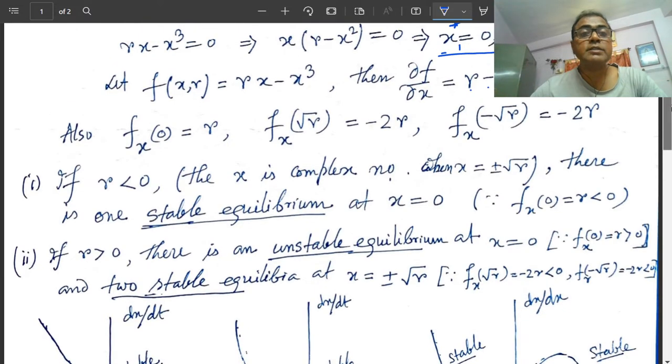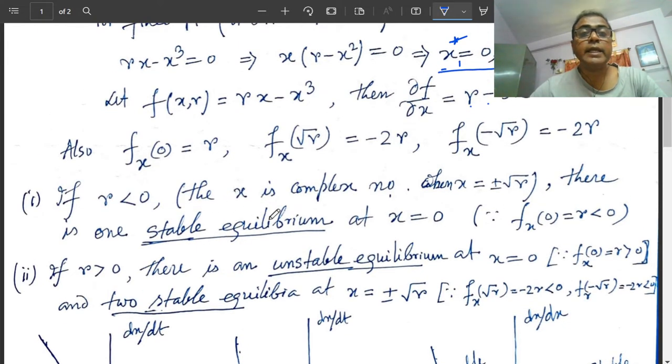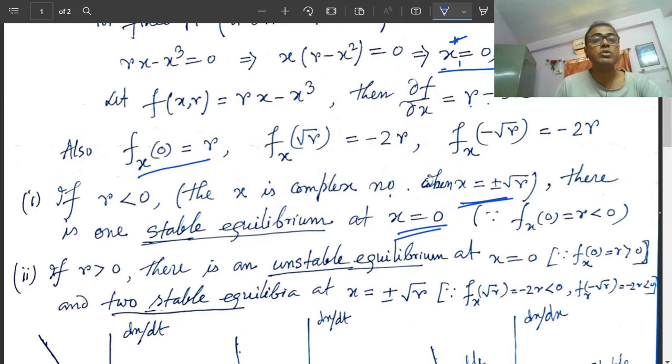If r is negative, x = ±√r is a complex number, so the critical points are complex. So there is only one equilibrium point, x = 0, and ∂f/∂x at x = 0 is r, which is negative. So when r is negative, there is only one stable equilibrium point, because the other two critical points are complex numbers.